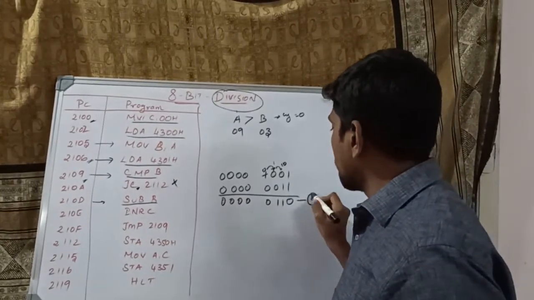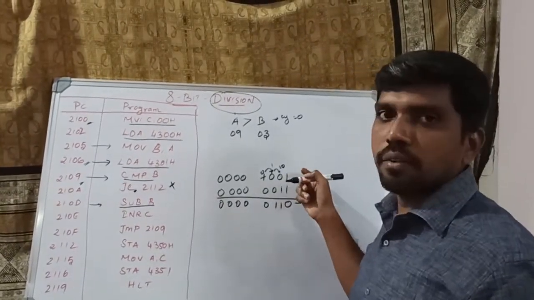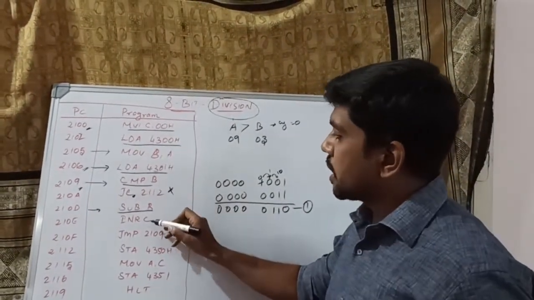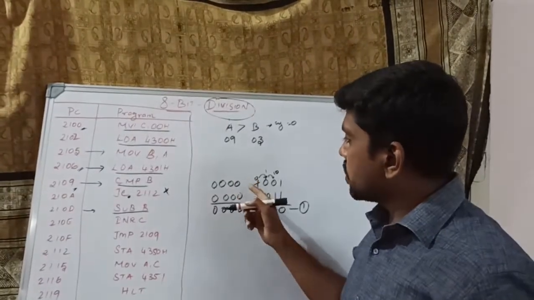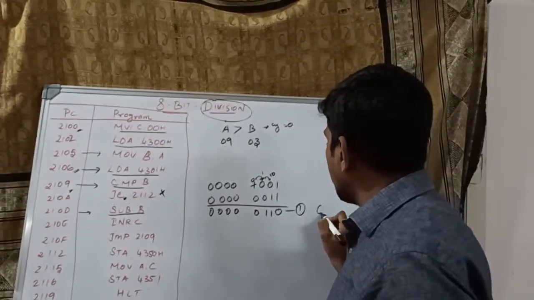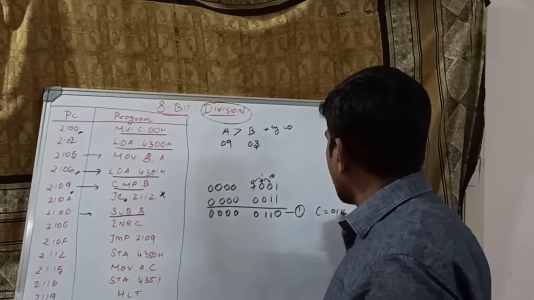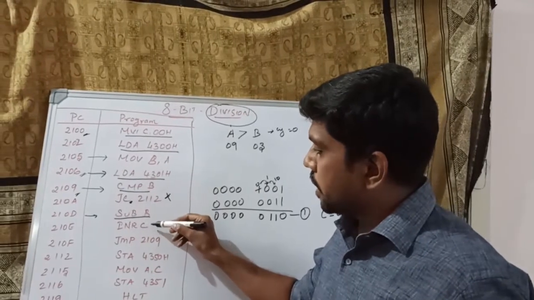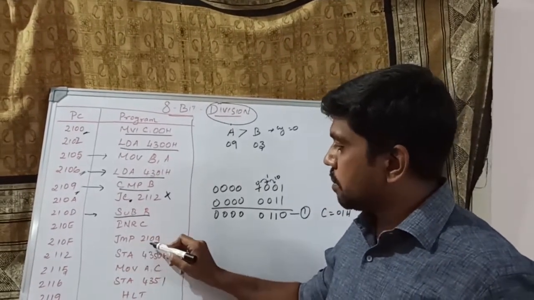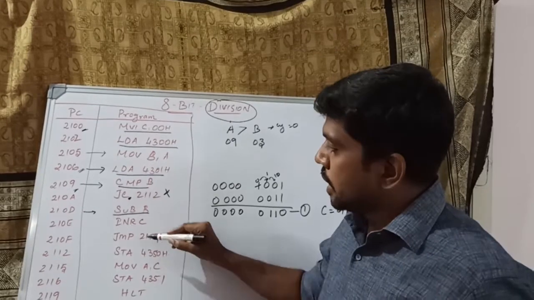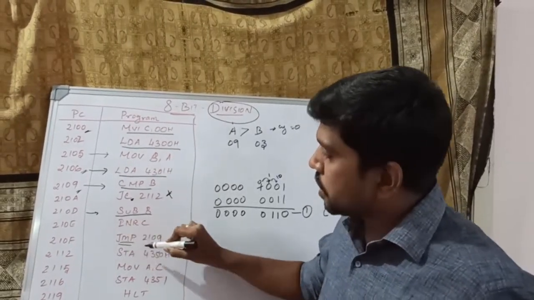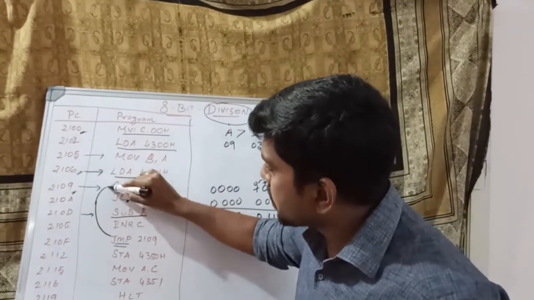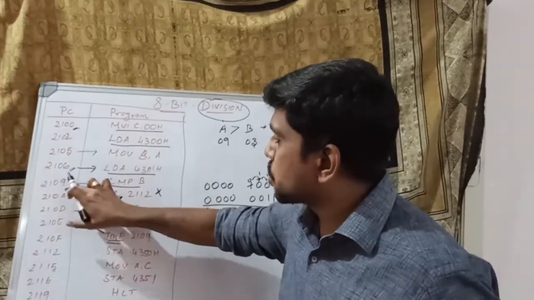The first iteration is over. First time, you subtract the A value minus the B value. The count is 1. The next instruction is increment C. So after subtraction of A minus B, now increment the C register value. Now the C register value is 01H. After incrementing, the next instruction is jump 2109. In this instruction, without checking any condition, control transfers to the specified memory location. The specified memory location is 2109.